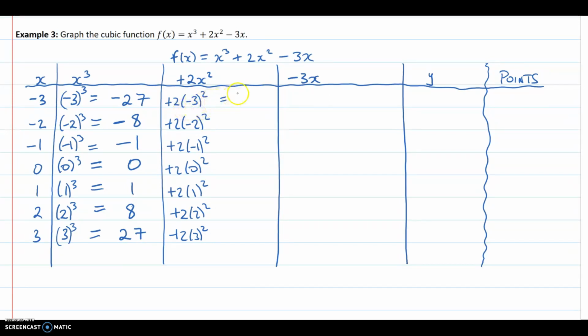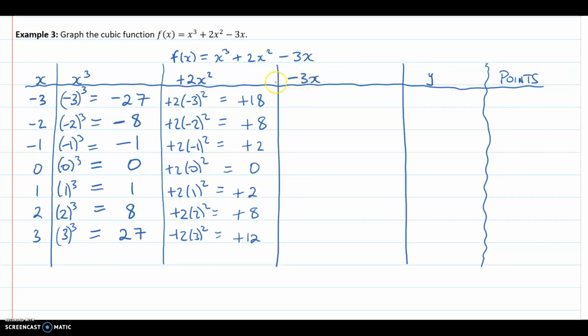So negative 3 squared is plus 9, by plus 2 is plus 18. Negative 2 squared is 4. 4 times plus 2 is plus 8. Negative 1 squared is 1. 1 times 2 is plus 2. 0 squared is 0. Times anything is just 0. 1 squared is 1. Times 2 is 2. 2 squared is 4. Times 2 is plus 8. And 3 squared is 9. Times 2 is plus 18.